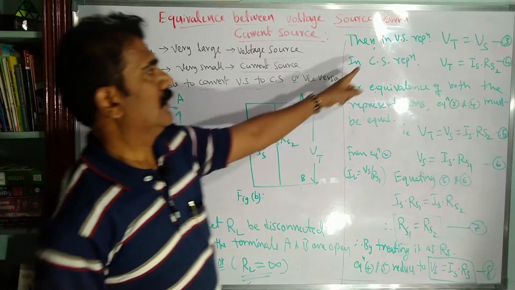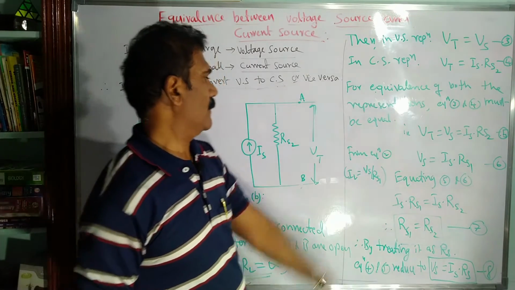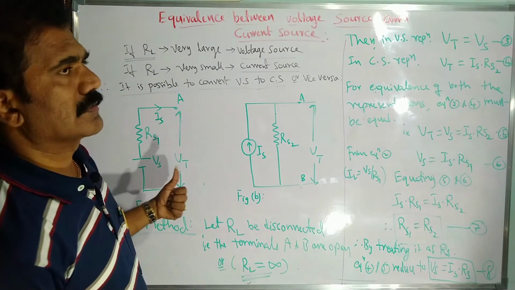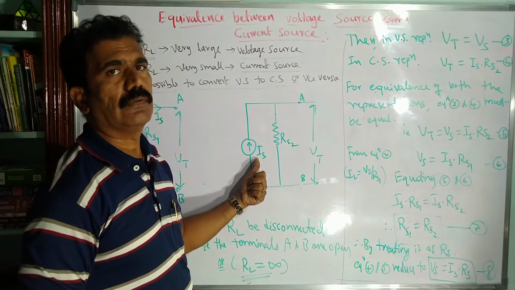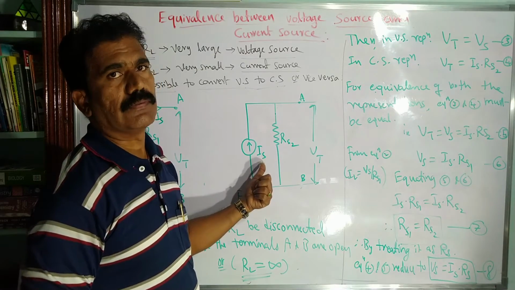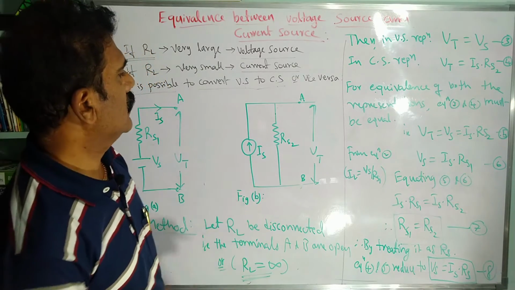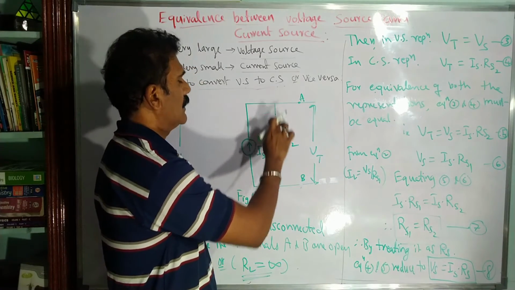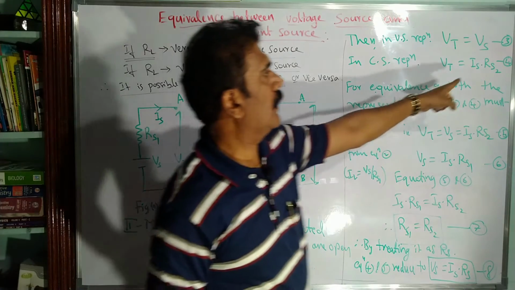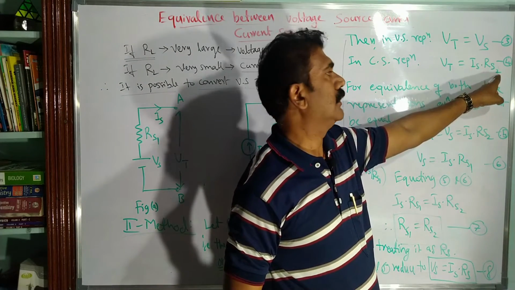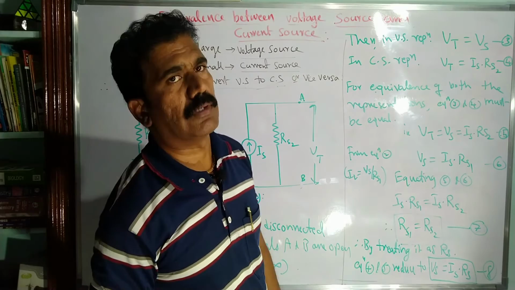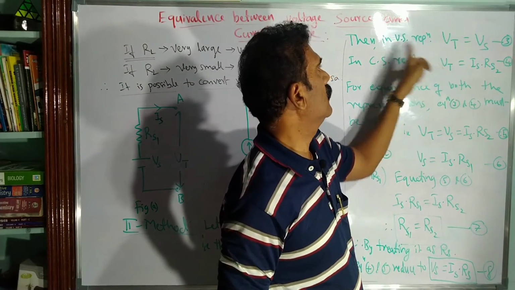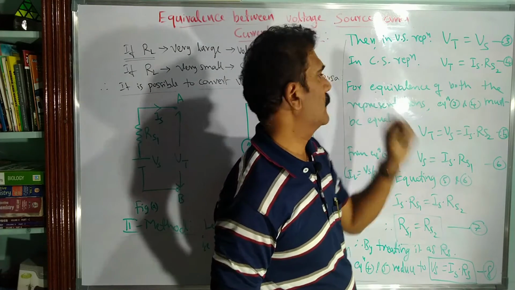Whereas in case of the current source representation, Vt is not just equal to Vs, because here we don't have the voltage source. According to Ohm's law, you have to consider the voltage drop across the resistor Rs2. Due to the flow of current Is, the product of Is into Rs2 is the equation for the terminal voltage. So equations 3 and 4 are the terminal voltages for the voltage source and current source.